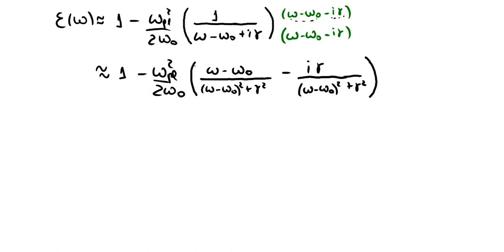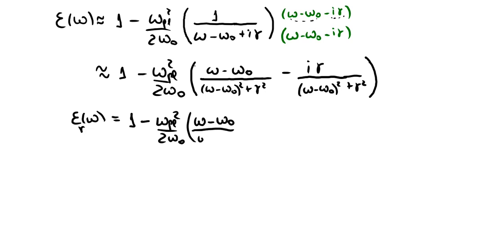Okay, so now I can separate these real and imaginary parts of omega. What I'm going to call epsilon r is going to be the real part. So this is 1 minus omega plasmon squared over 2 omega 0, omega minus omega 0 over... So this is what we call the real part of the dielectric function, and the imaginary part is going to be just what is left here.